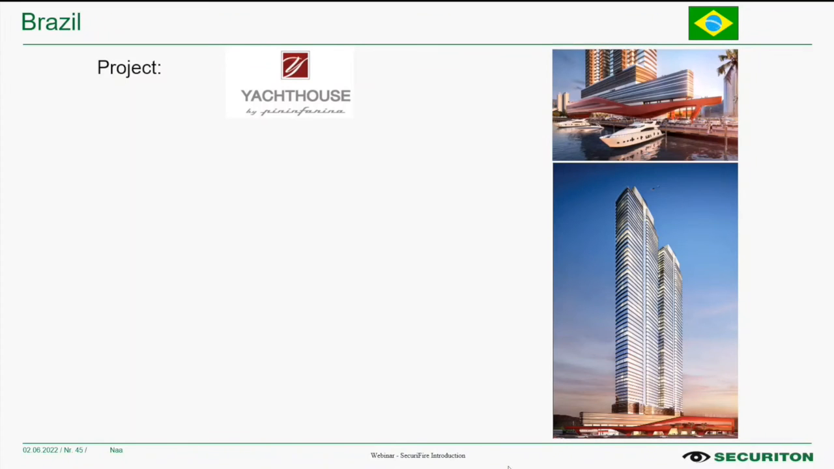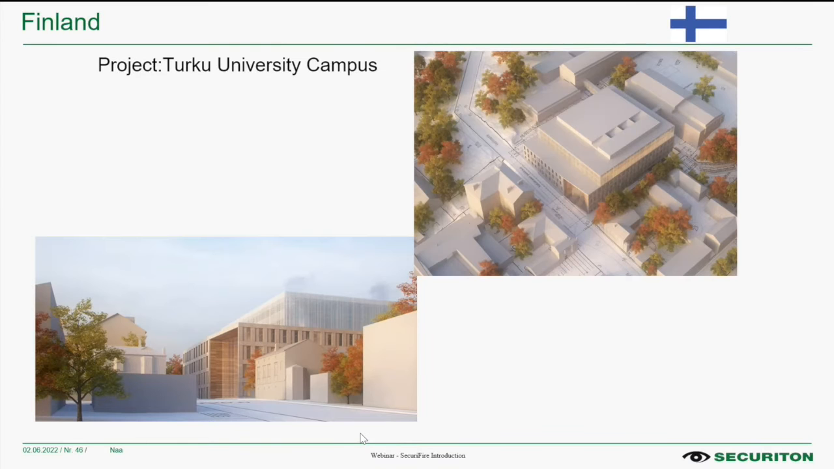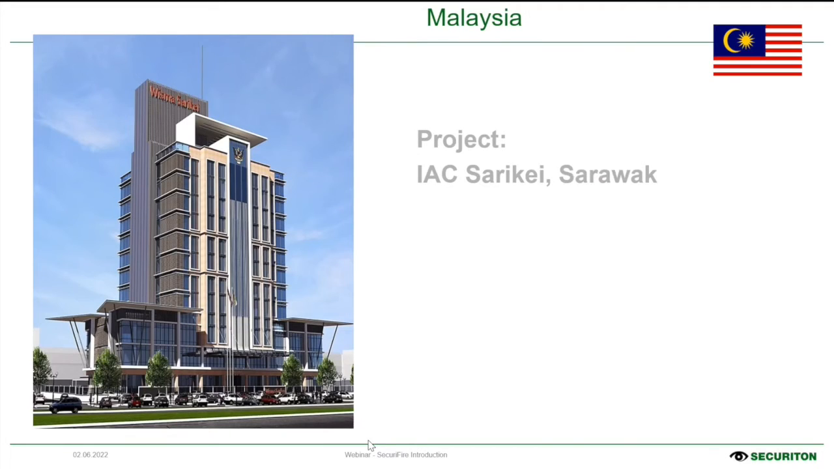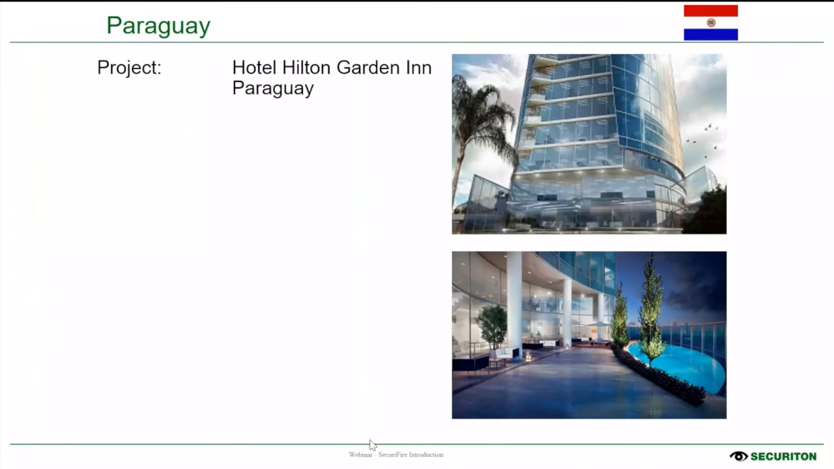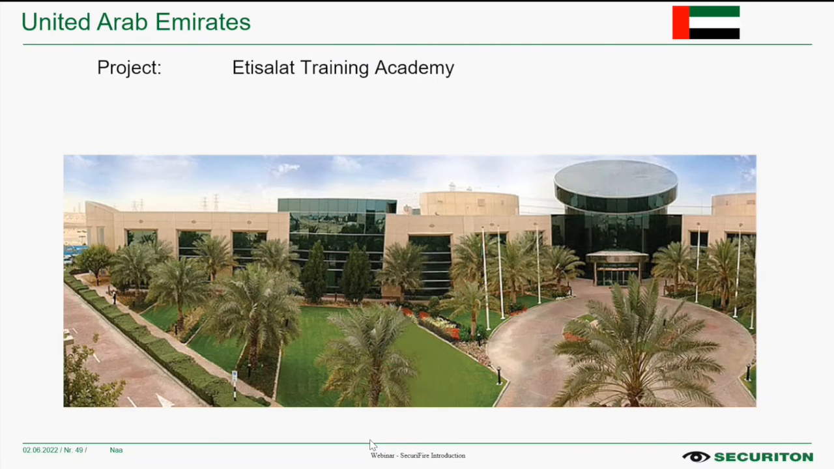It's more than 300 meters in height, and it is the highest building in Latin America, which uses our SecuriFire control panel and detectors. There's a Turku University campus in Finland. It's a 6-story building, a laboratory, and an office zone. The building will host teaching and research facilities, rentable facilities, as well as a gym and a restaurant. Here we have a multi-purpose tower in Malaysia, a Hilton Hotel in Paraguay, and here you see an Etisalat Training Academy in Dubai, the United Arab Emirates.